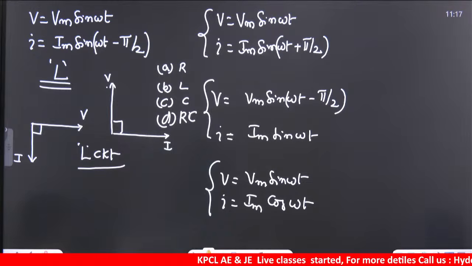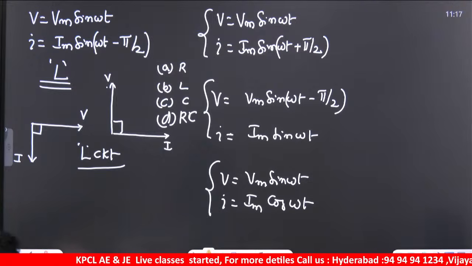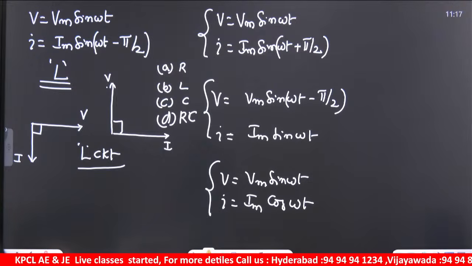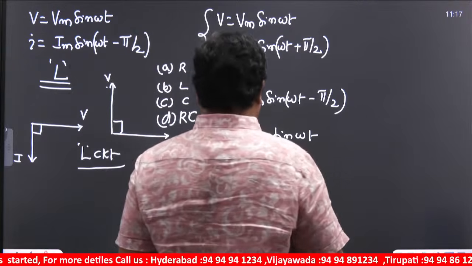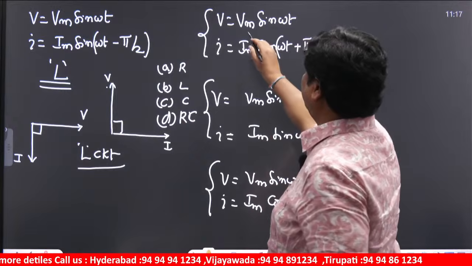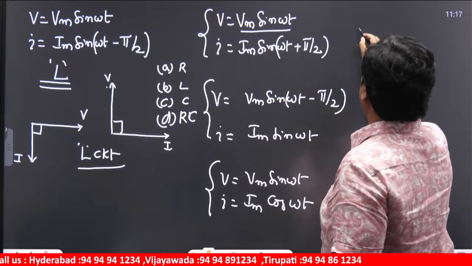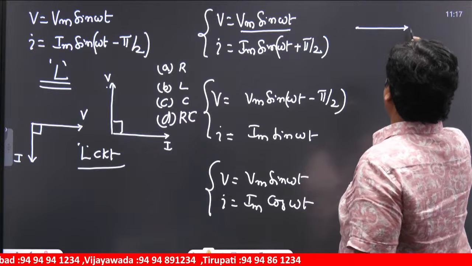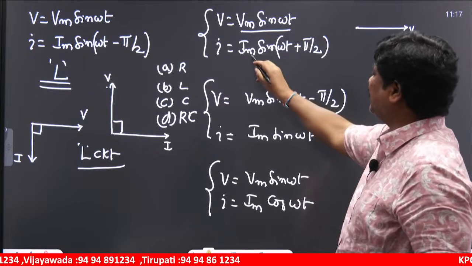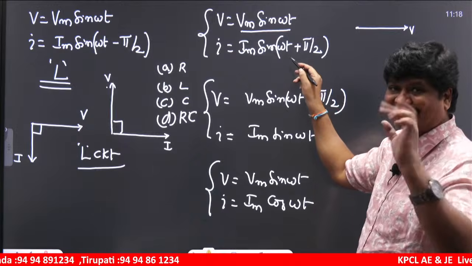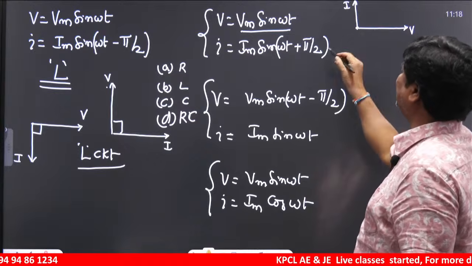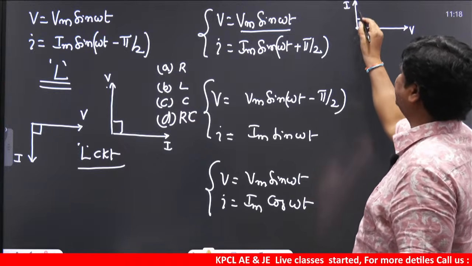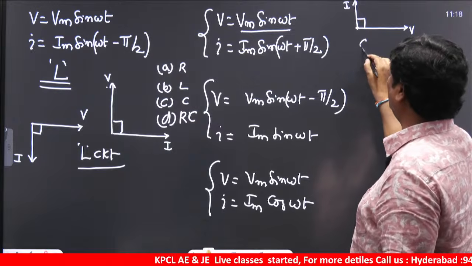All are capacitive in nature. Because, see here, how we are going to get Vm sin omega t. This is V. Where is current? Im sin omega t plus 90. This is your current I, plus 90. So current is leading by 90 degrees. Hence it is a pure capacitor.